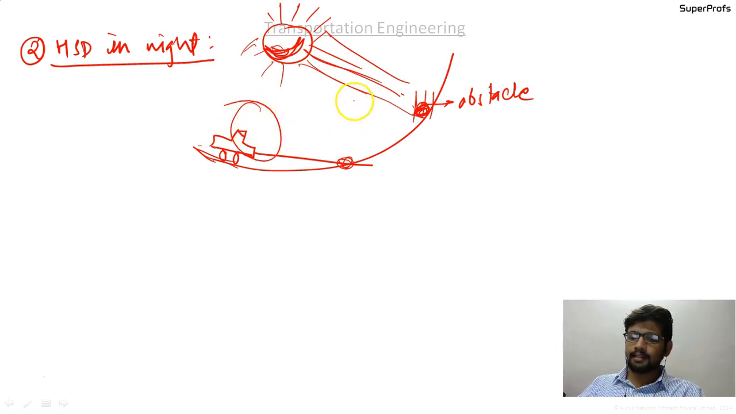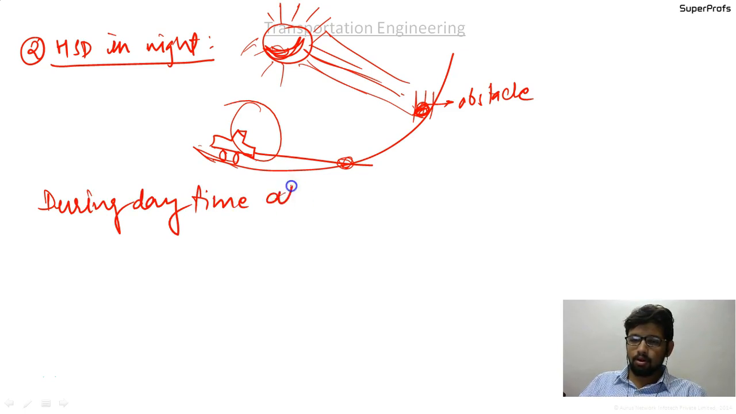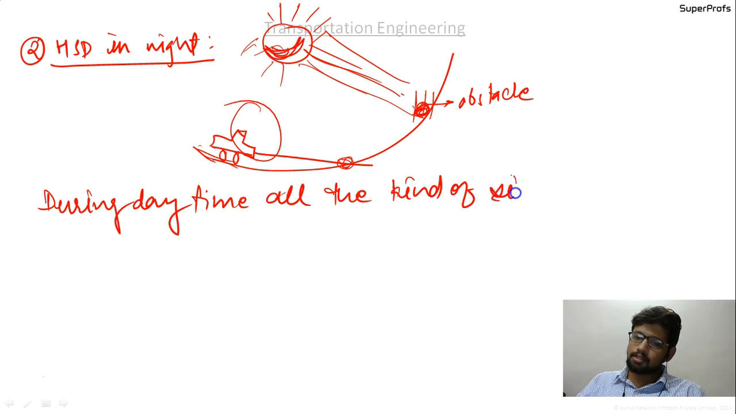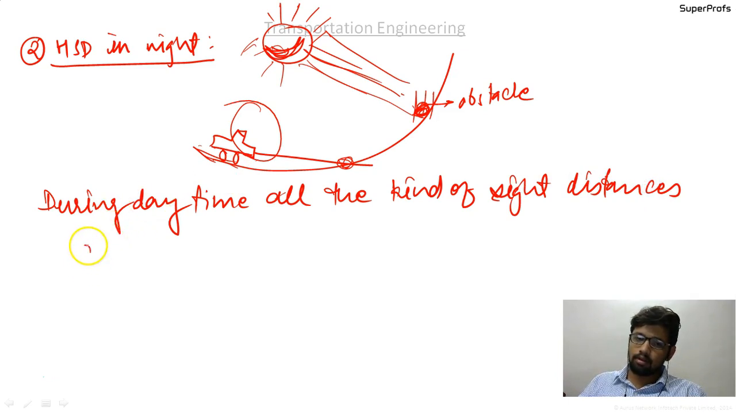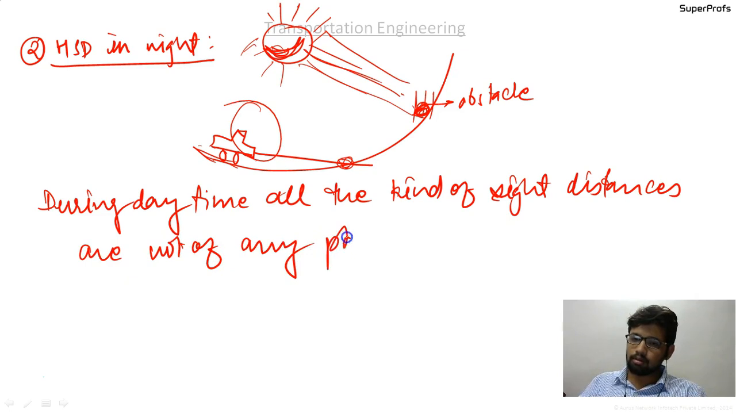So the headlight sight distance is the problem in the night time, and during daytime all kinds of sight distances are not a problem. Please write down that during daytime all kinds of sight distances are not of any problem. The only design criteria over a valley curve is SSD during night.